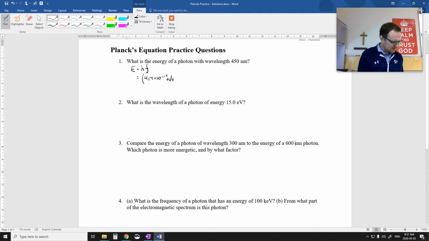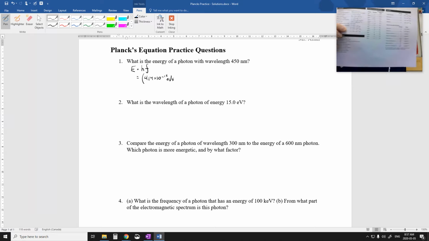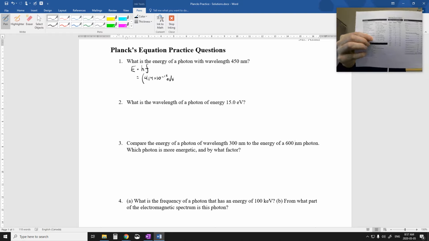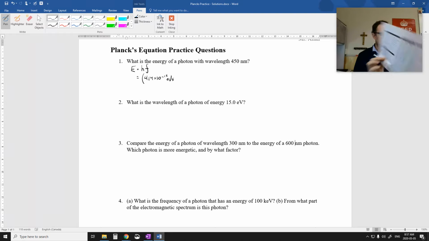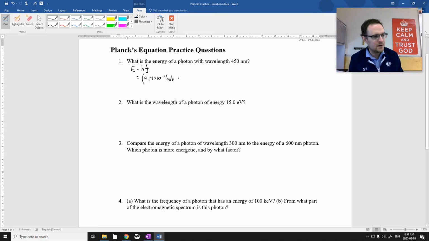Again, that number can be found on the constant side. So there are two versions here. You've got the joules per second, and the one below it is the eV per second, or eV second. So we're going to use that one in this situation.